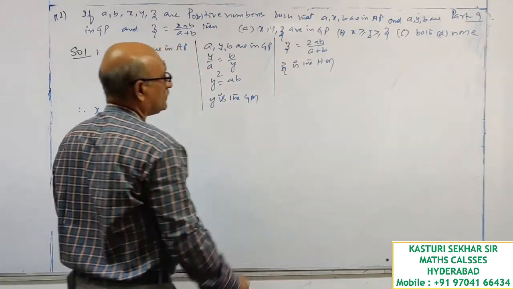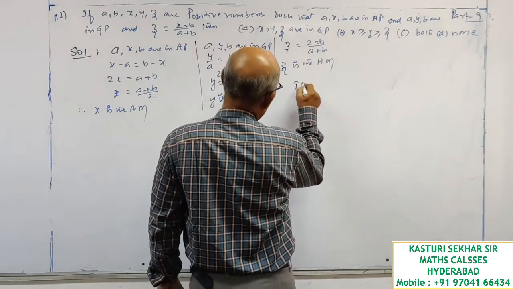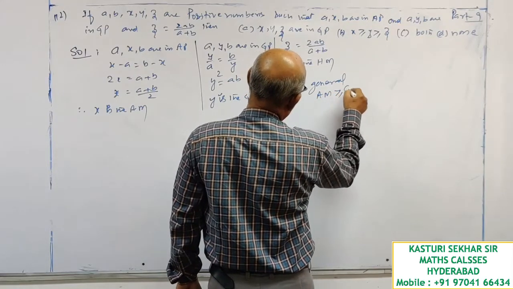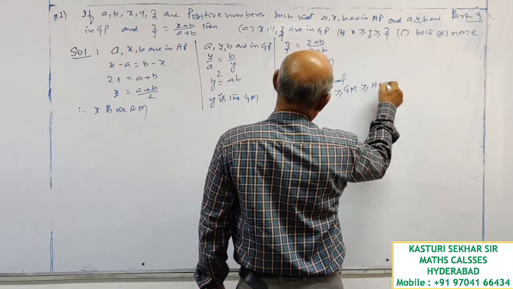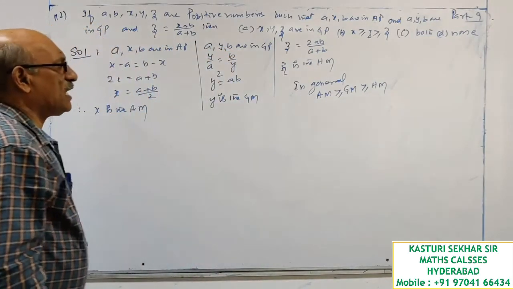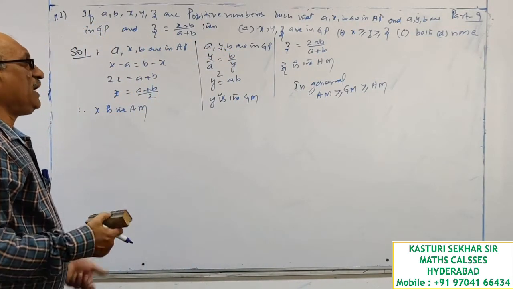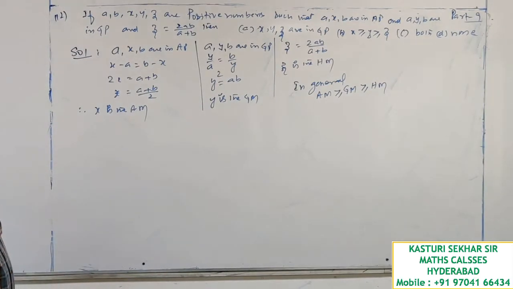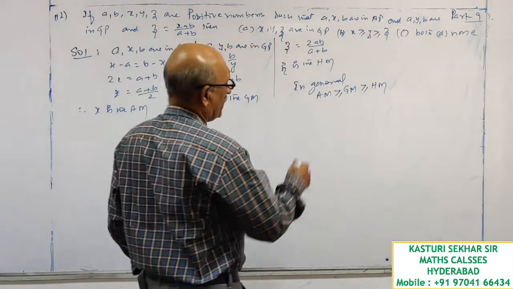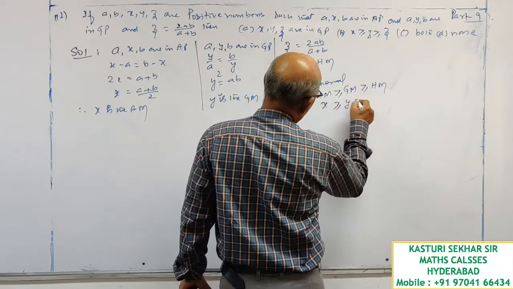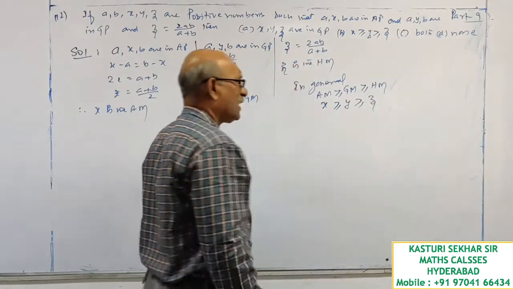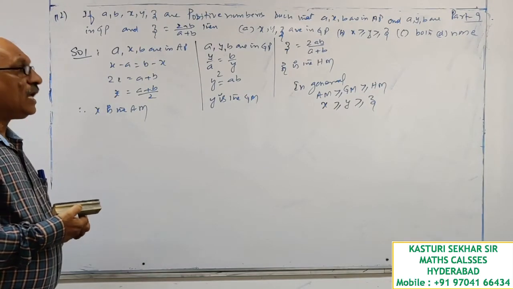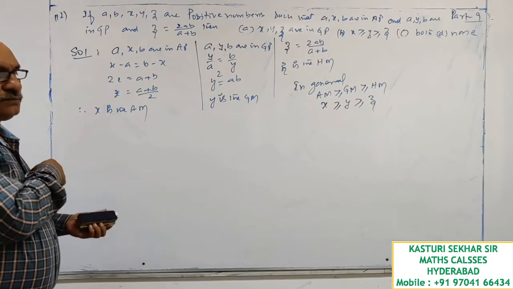Now sir, in general, arithmetic mean is greater than or equal to geometric mean. Geometric mean is greater than or equal to harmonic mean. So x is greater than or equal to y is greater than or equal to z.